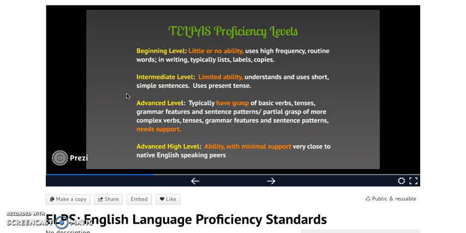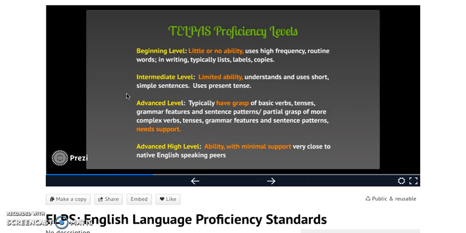Next, we have the advanced level. Typically, they have a grasp of basic verbs and different tenses. They understand sentence patterns, and they have a little bit more of a grasp of complex verbs, but they still need support. And then our final level is the advanced high level.